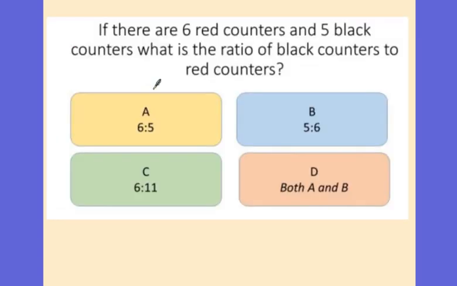How about now? There are 6 red counters and 5 black. What's the ratio of black to red? Read the question. Pause the video for a minute and write your answer in your light blue book. Okay, so I've got 5 black to 6 red, so it's going to be B.